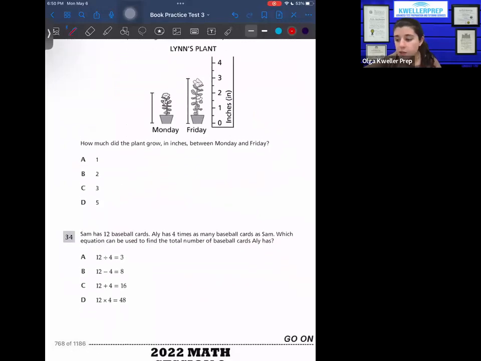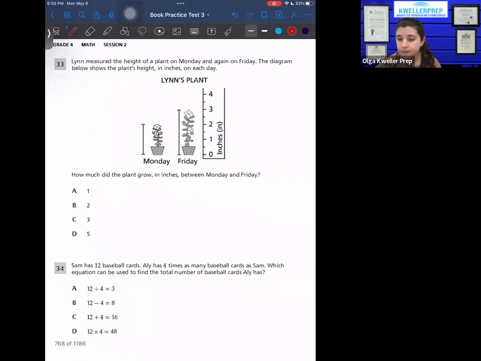Okay, let's do one last page and then we'll switch to the short answers. We have Lynn measured the height of a plant on Monday and then again on Friday. The diagram shows the plant's height. And the question is, how many inches did the plant grow? So how would we approach this one? So we would have to spread this and see that we were at 2 and now we're at 3. So what is the difference?